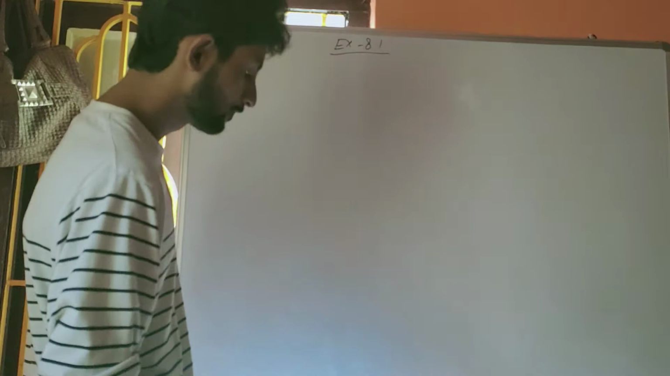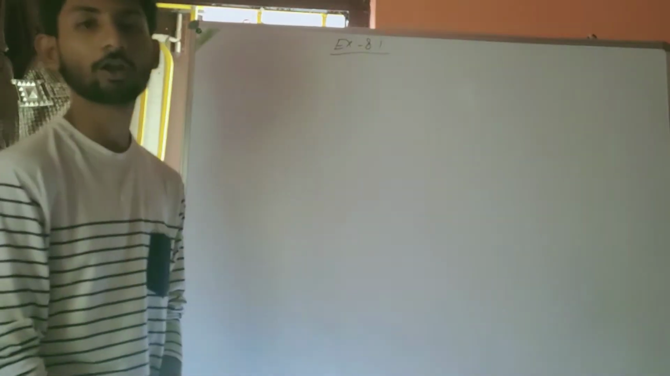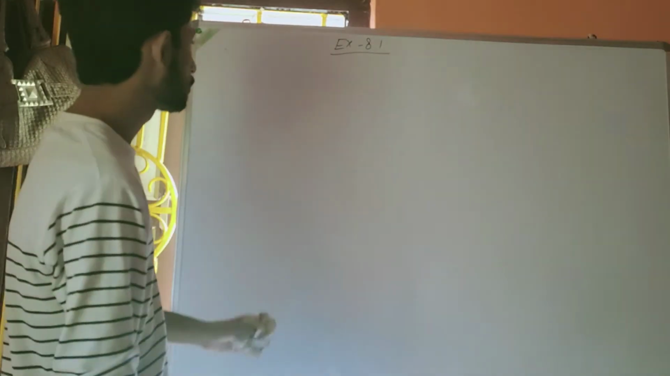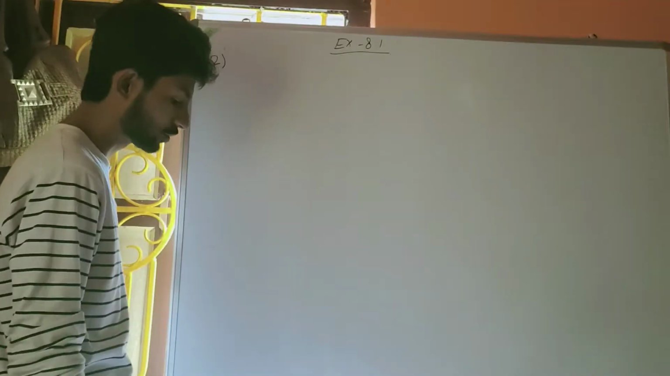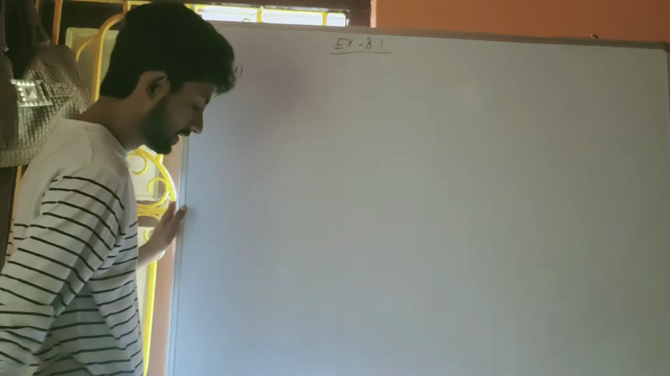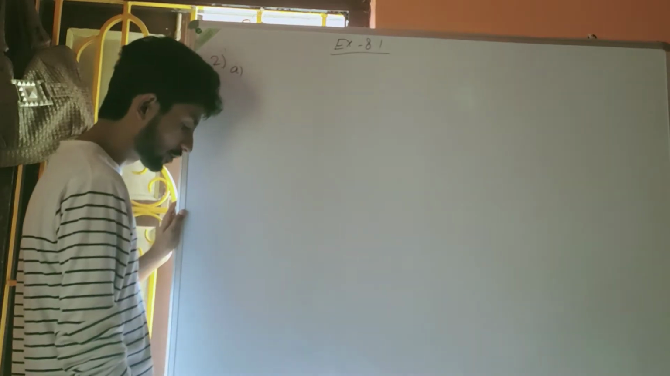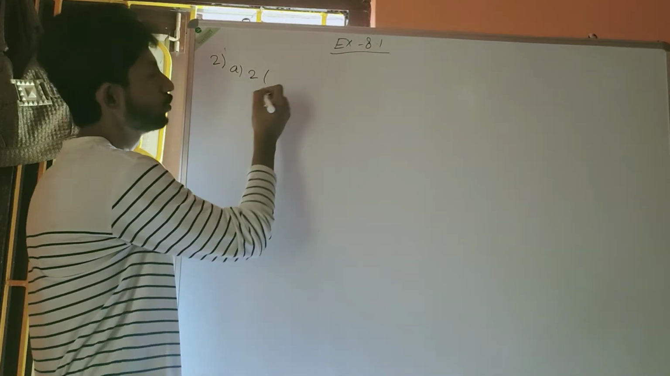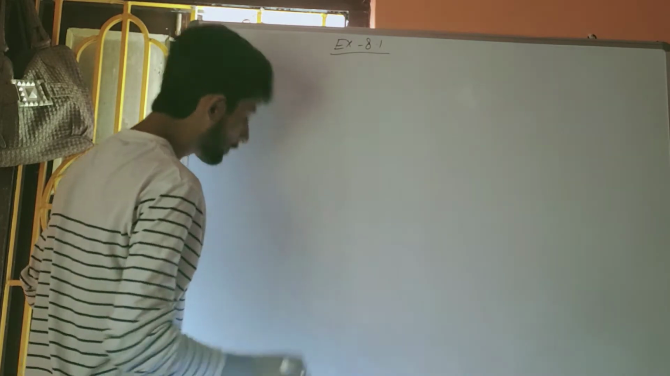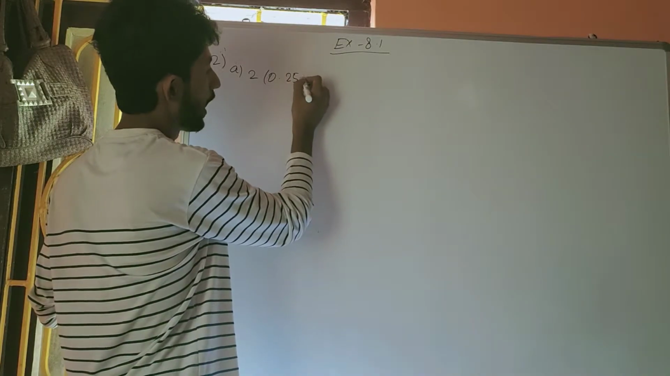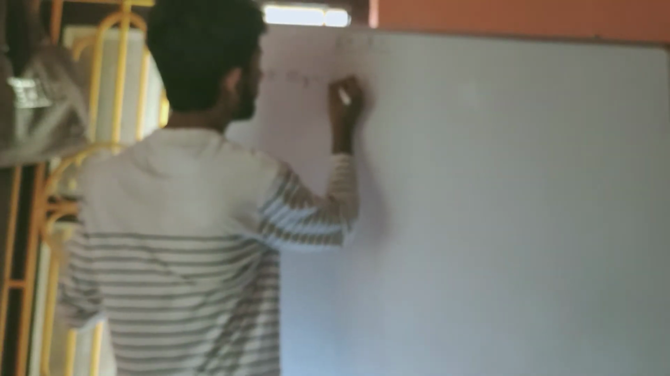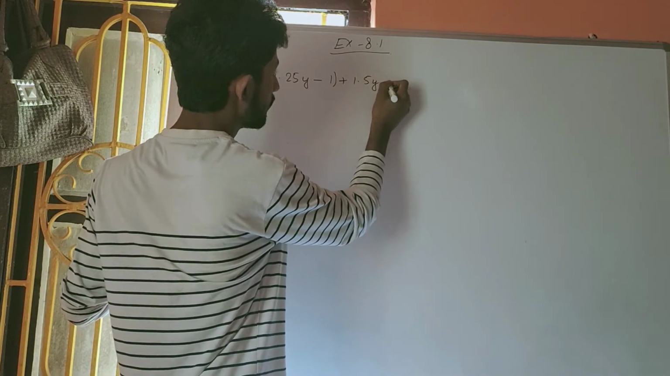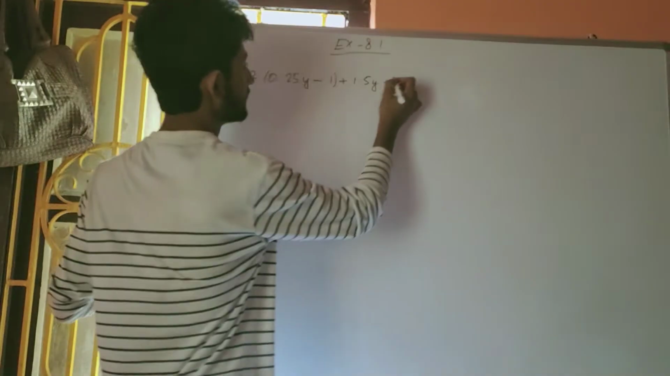So today we'll do exercise number 8.1 of class 8. We already did question number 1 and now we'll do question number 2. For question number 2, part A says the given equation is 2 into (0.25y minus 1) plus 1.5y which is equal to 8.